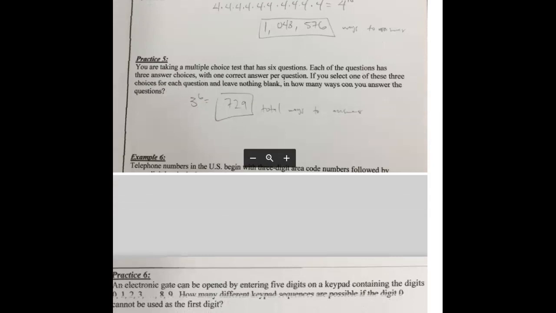This one's the same thing. This one's only 6 questions, and each question only has 3 choices. So this one's just 3 choices times 3 times 3 times 3 times 3 times 3. It's 3 multiplied 6 times, because you have 6 questions that you have to answer, and each question has 3 choices. So 3 times 3 times 3, 6 times, aka 3 to the 6th power, for 729 total ways to answer for this test. Not nearly as many as the 1,048,576, but still a good amount, 729, but pretty substantially different from the last one.